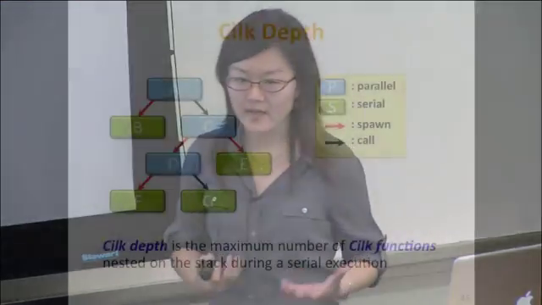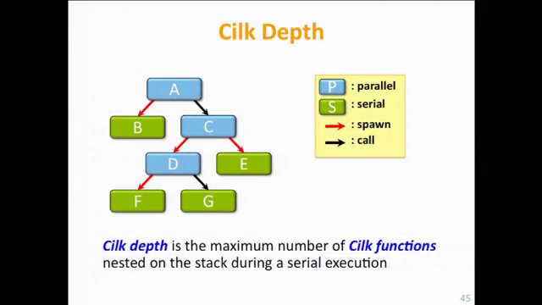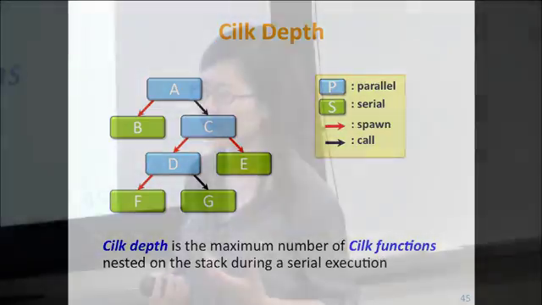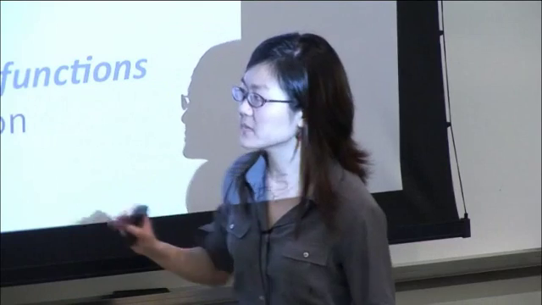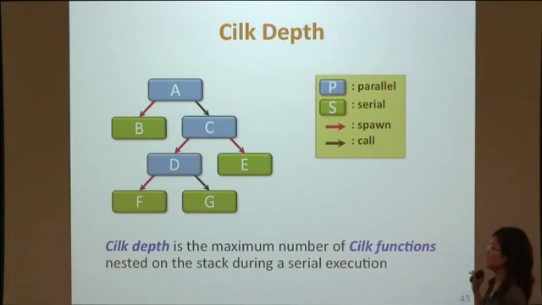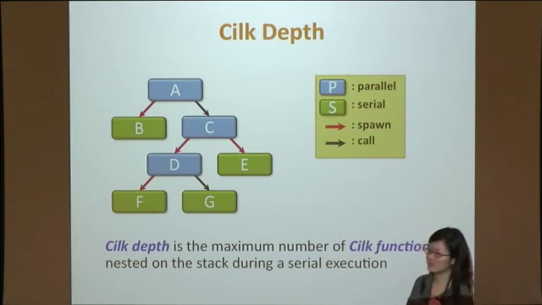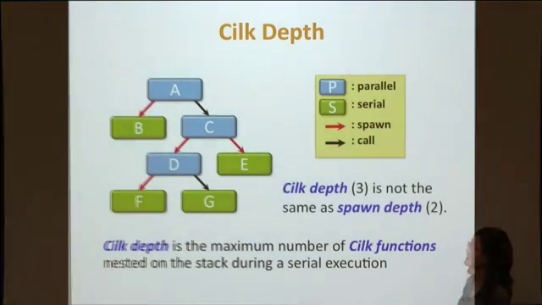But with heap-based cactus stack, it does not support SP reciprocity. Now, with Cilk-M, using TLM-based cactus stack, to define the time-bound and space-bound, I have to use an additional parameter called Cilk depth. Cilk depth is the maximum number of Cilk functions nested on the stack during a serial execution. So here, when I say Cilk function, I mean a function that can contain spawn and sync, meaning that the function itself contains parallelism. So note that the Cilk depth is not the same as spawn depth.